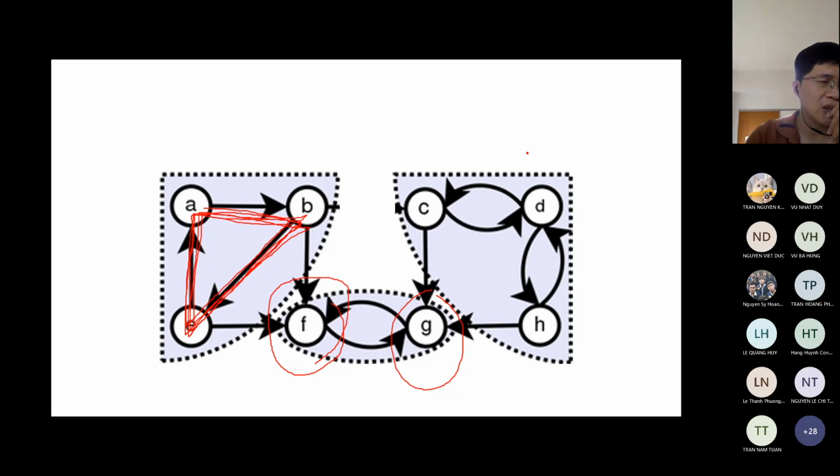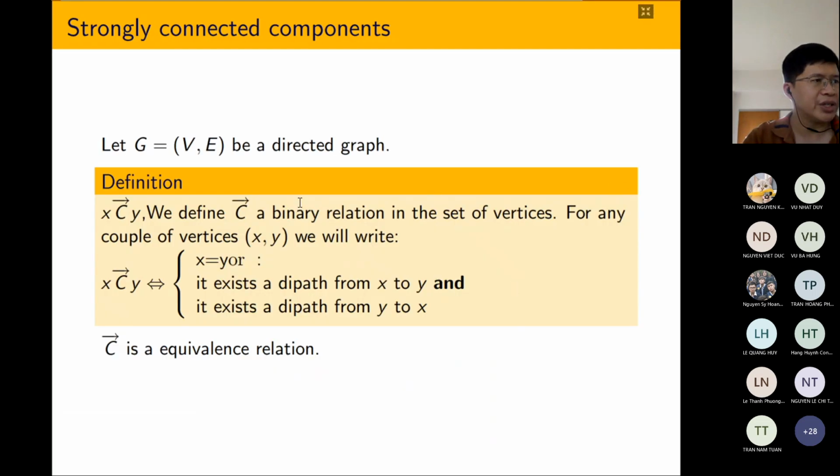Now let's say C, D, and H. You see, from C I can go to D, D goes to H, and from H I can go back to C if I want. So we have a cycle like that. We call it a strongly connected component. I will show you the definition.